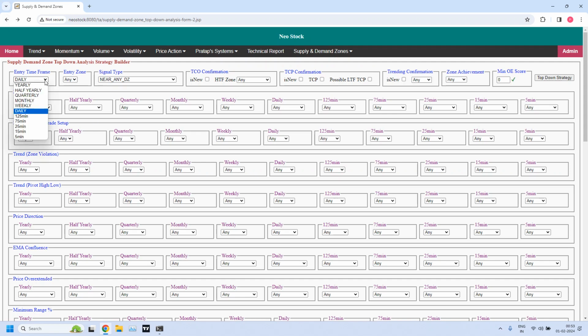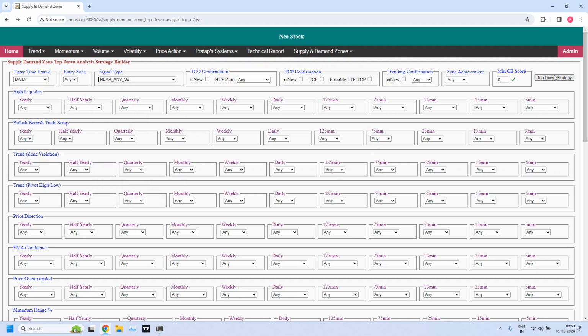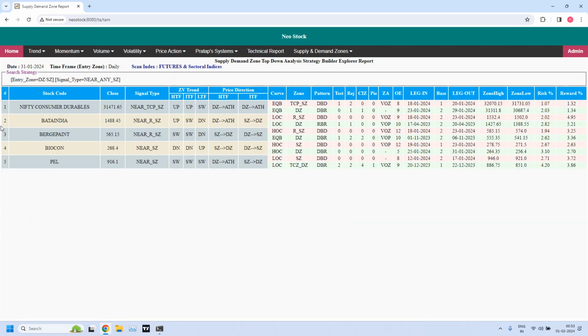So let me go back for daily time frame. Let us find the stocks near daily supply zone. 5 stocks are filtered. We have to look for high liquidity supply zones. First one is the indices, 50 consumer durables, but we look for stocks. Bata India is there, high liquidity zone, but this is a fresh zone.